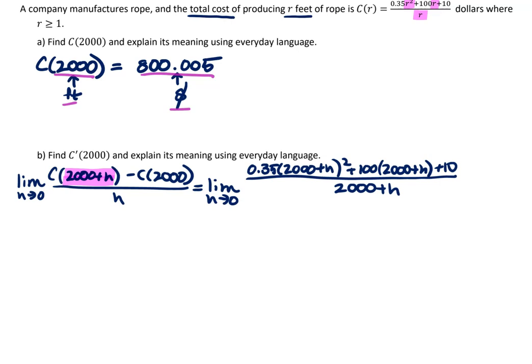Okay, and this is kind of cramped, but note that we already did this calculation, c of 2000. That was what part A asked about. So we actually already know that we're subtracting 800.005. And for the difference quotient, I would not use a rounded value there. I think we might miss some cancellation or some nice things if we start rounding numbers when we're doing difference quotients. Okay, so there's my setup, pretty messy.